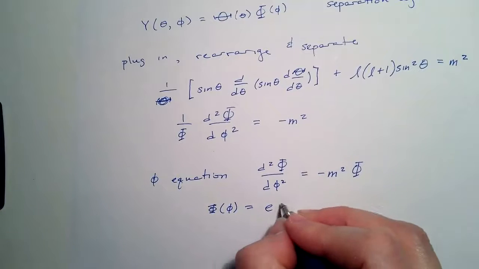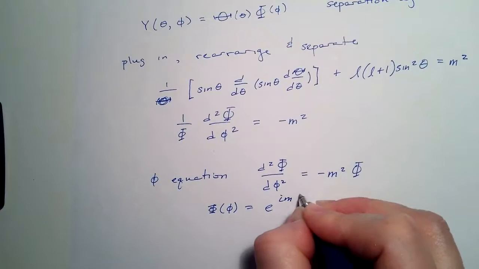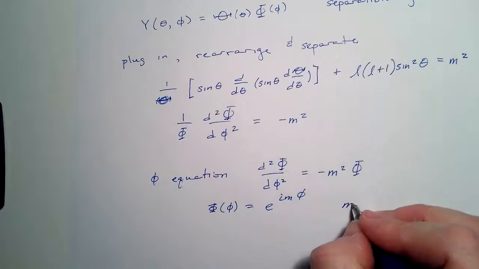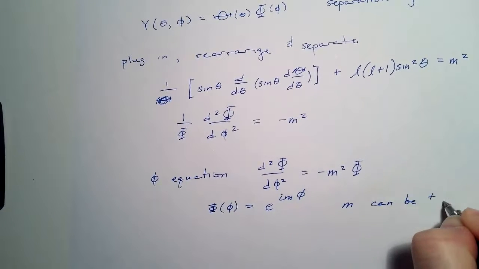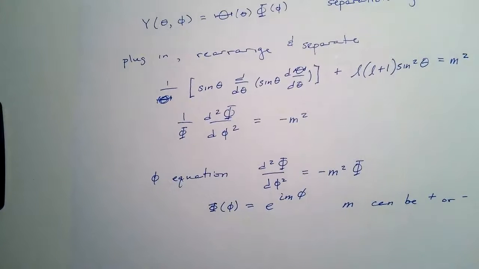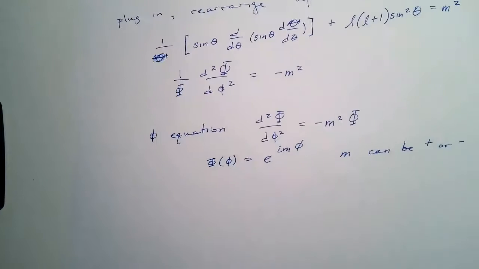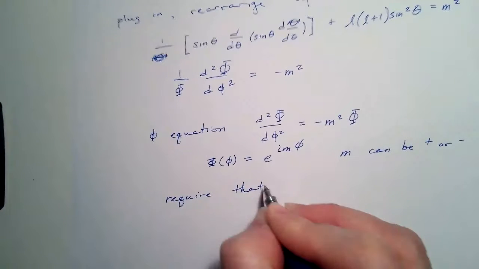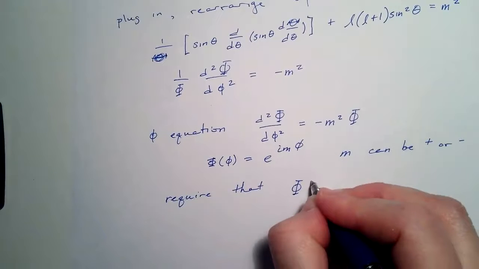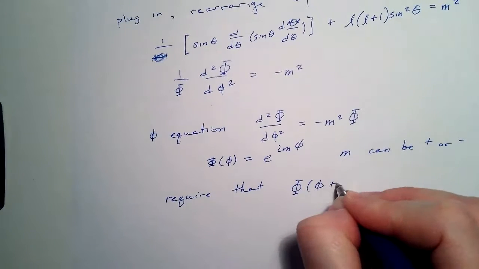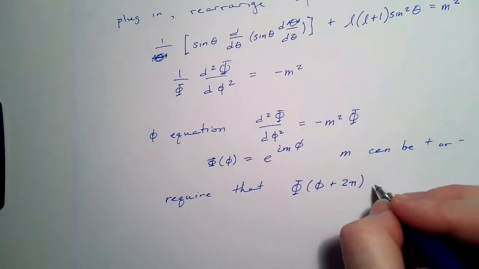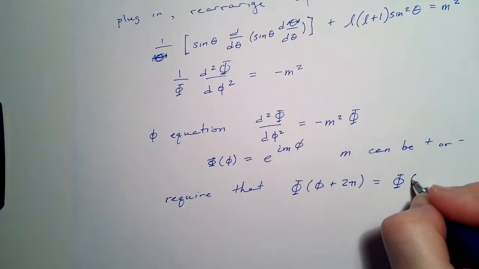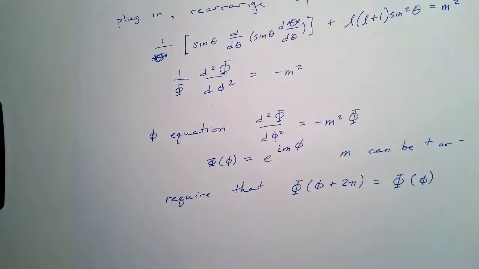The general solution would be e to the i m phi, right? In this case, our m can be a positive or a negative number. It doesn't matter. But since we are in spherical coordinates, we do have a boundary condition. So for our phi equation, we would require that it is continuous when we hit the point where we circle back around, right? So we would have this requirement.